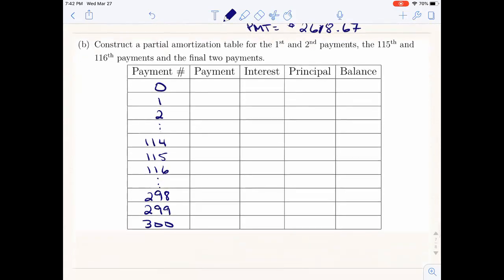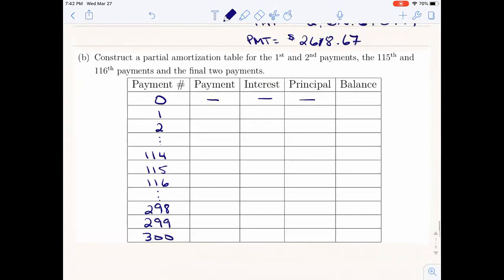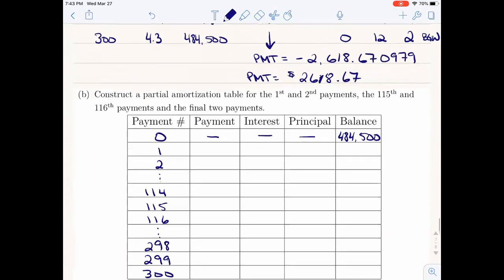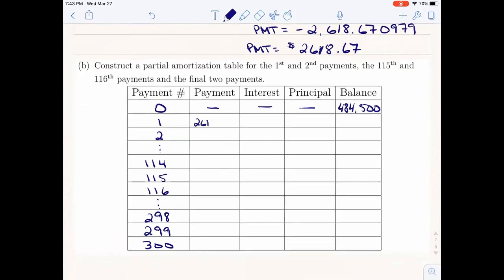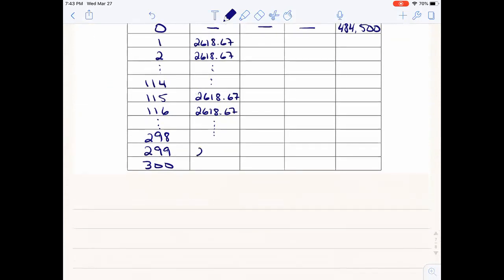But for the rest of the payments, keeping track of, the first row, there's nothing going on except for the initial balance of $484,500. And then the first payment, $2,618.67, $2,618.67, $2,618.67, just filling it in. And then leaving that last one.